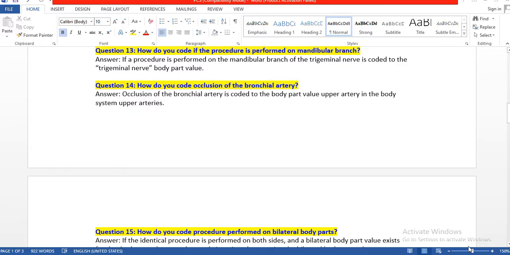Question number 13. How do you code if the procedure is performed on the mandibular branch? Answer. If a procedure is performed on the mandibular branch of the trigeminal nerve, it is coded to the trigeminal nerve body part value. So here, like the previous answer, we are taking the body part as the trigeminal nerve, as the mandibular branch is part of the trigeminal nerve. So we need to code the trigeminal nerve body part value.